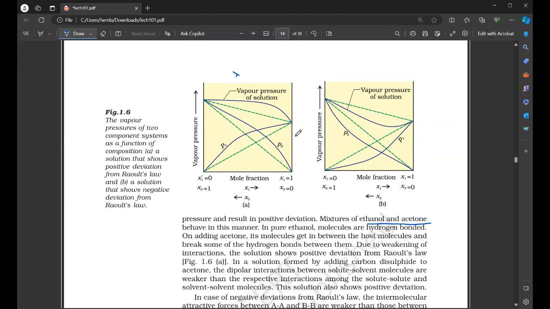So for positive deviation, I also have some things you might like to know. Delta V is greater than or equal to 0, delta H mix is greater than or equal to 0, delta S mix is positive, delta G mix is negative, delta S total is positive, PA is greater than PA naught XA, PB is greater than PB naught XB, and P is greater than PA naught plus PB naught. PA is basically greater, which we are seeing here too.